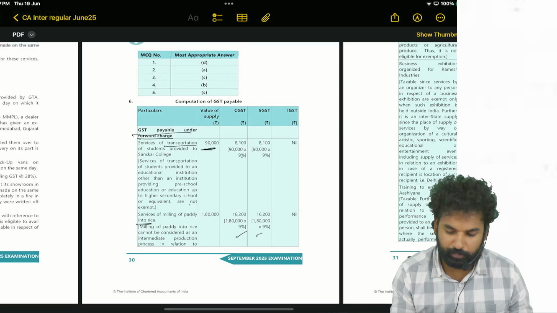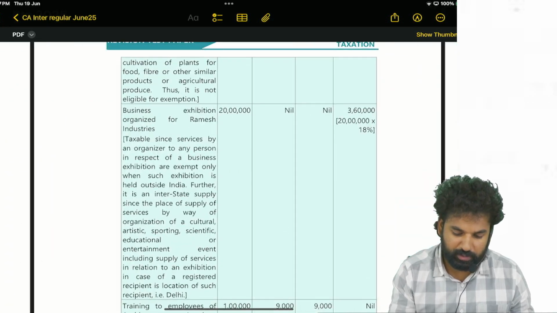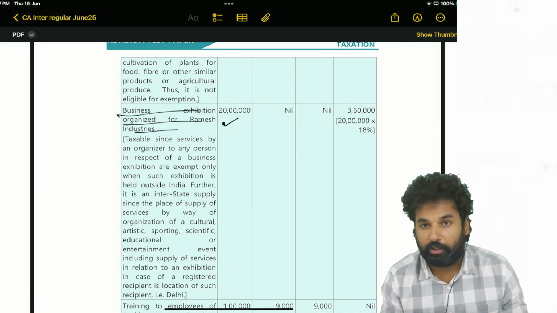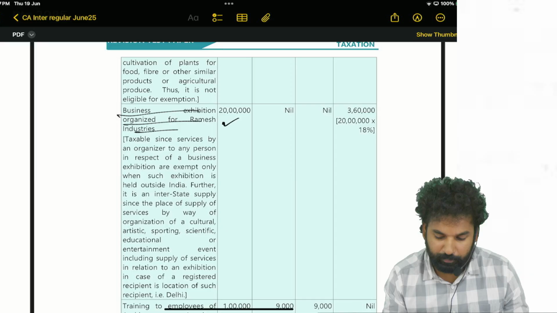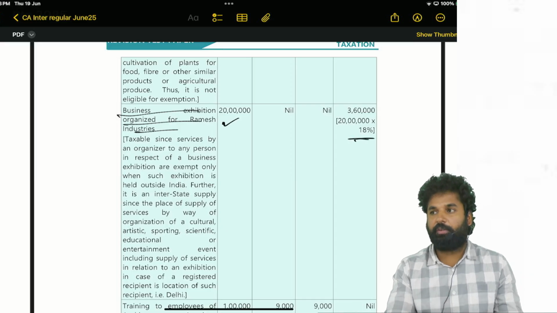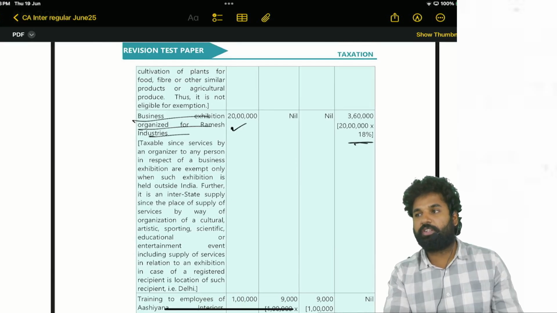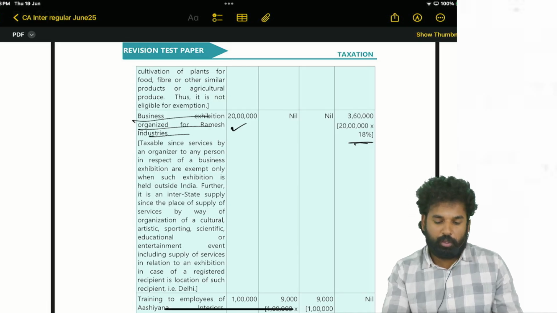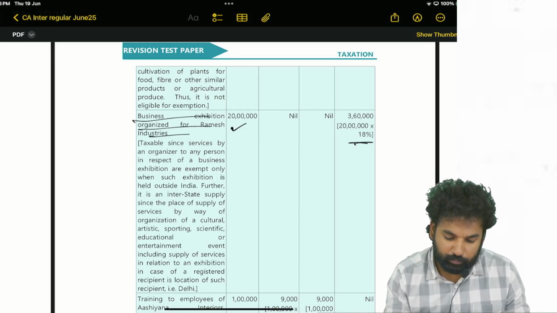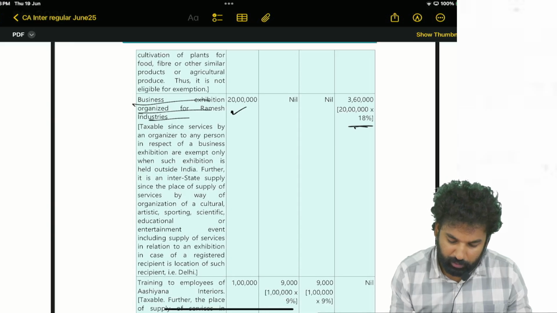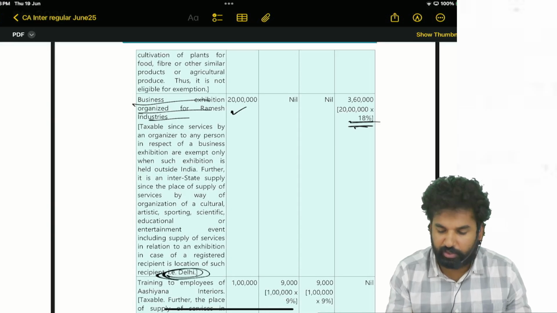CGST, SGST. Next case, business exhibition organized for Ramesh. This is 20 lakhs. Why is IGST coming? If it is provided to a registered person, then the place of supply is the location of such registered person. If it is provided to an unregistered person, then it is the place where the event is held. So it is provided to Ramesh Industries of Delhi. That's why it is IGST.